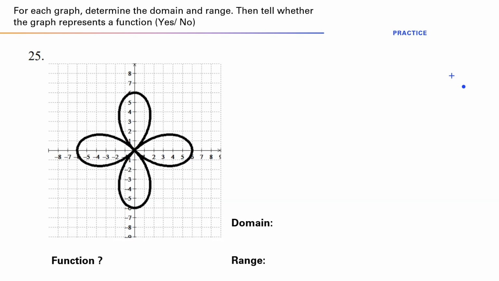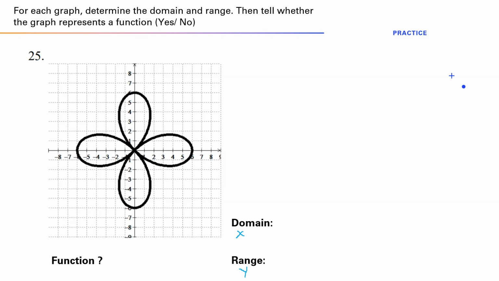For each graph, determine the domain and range. Then tell whether the graph represents a function. So to review on this one, we're talking about the domain. The domain represents x and the range represents y: what interval x belongs to and what interval y belongs to.